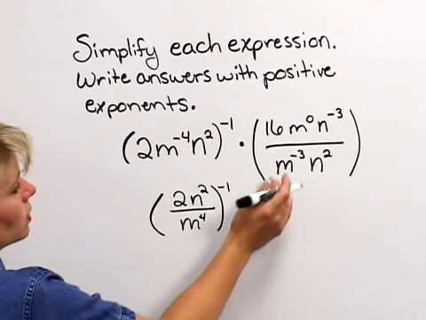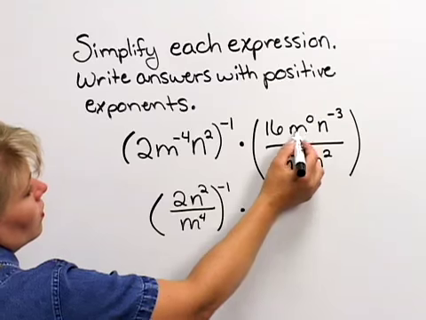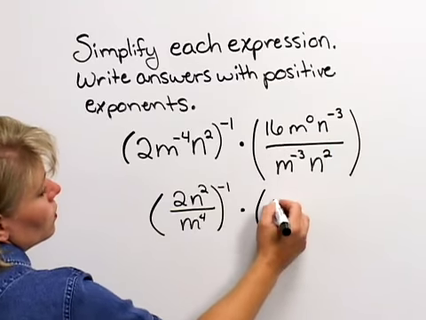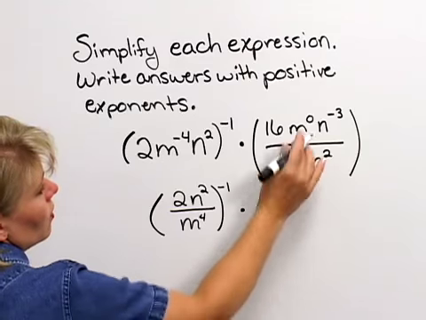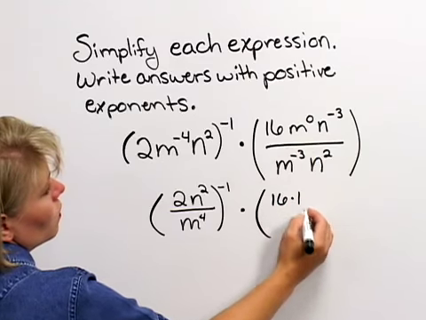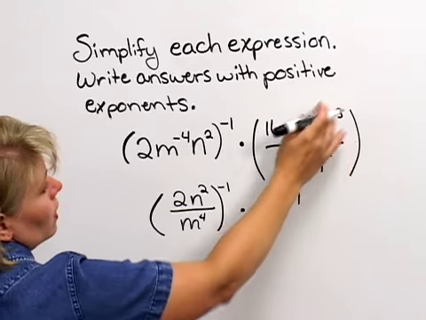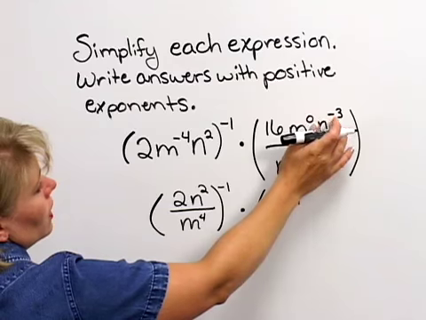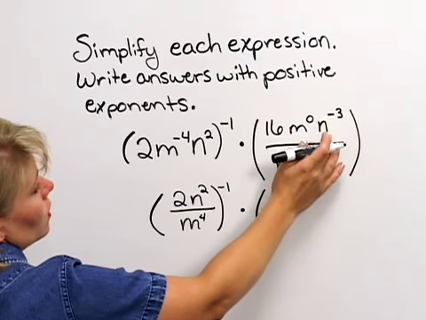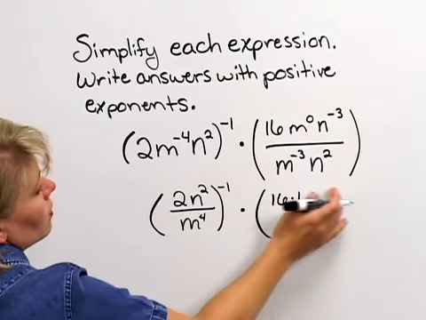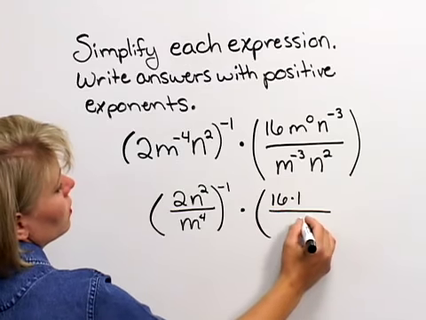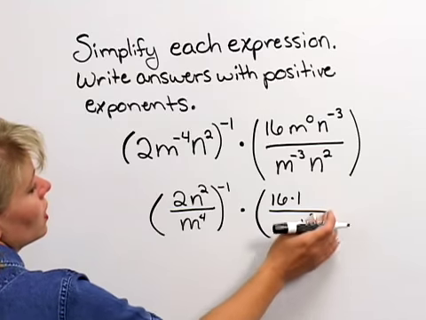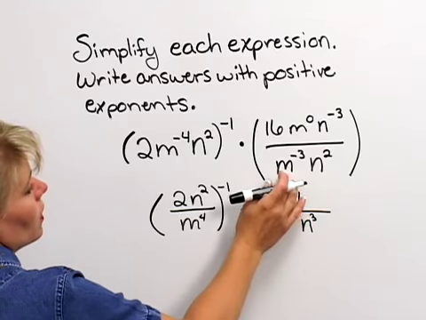Let's take a look at this one. Notice we have an m to the 0. That one will turn into 1 because m to the 0 is the same thing as 1. The n cubed is a negative exponent on the n, so since we have a negative exponent on the n, we're going to move it from the numerator down to the denominator. So that will turn into an n to the positive 3 in the denominator.